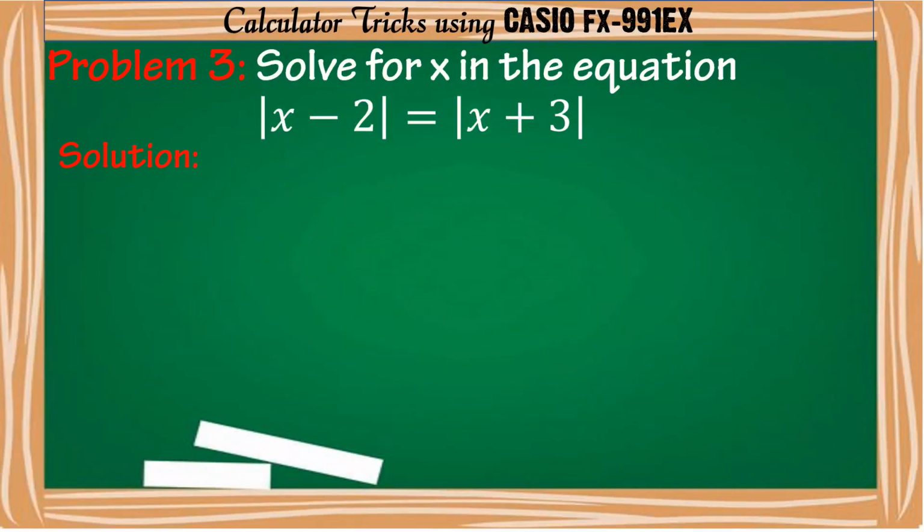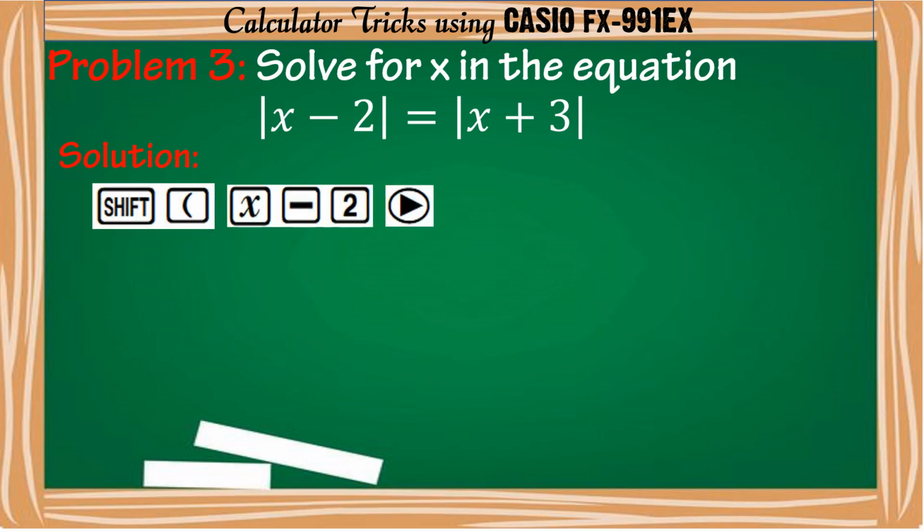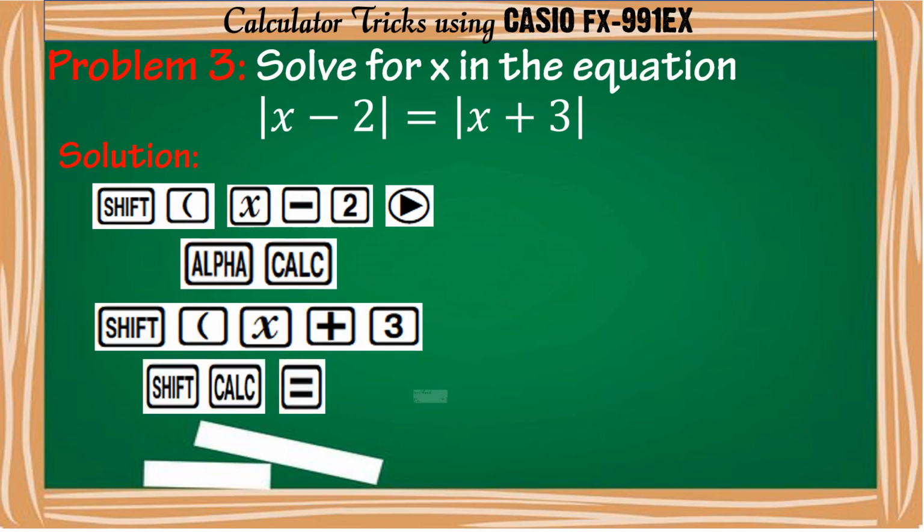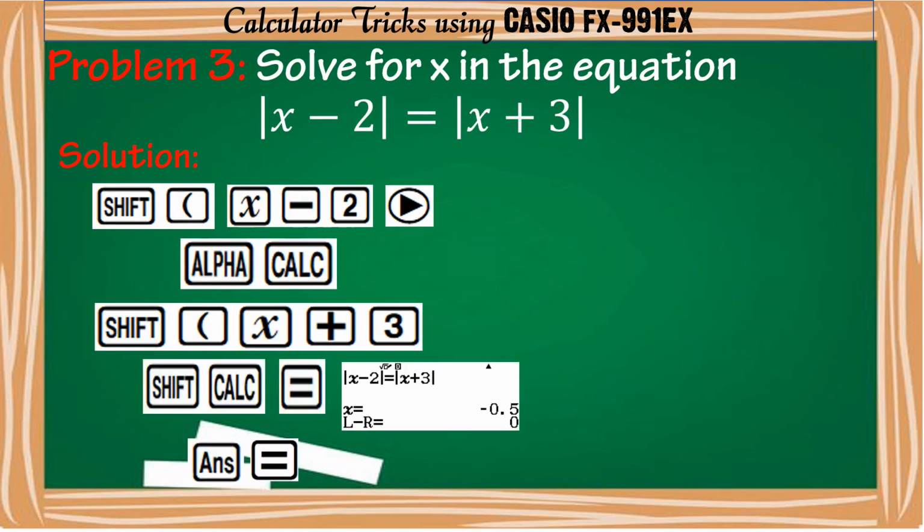Problem number 3. Solve for x in the equation the absolute value of x minus 2 equals the absolute value of x plus 3. With this given, both sides have an absolute value sign. So, let's do it directly in our calculator. We have to press the following keys.